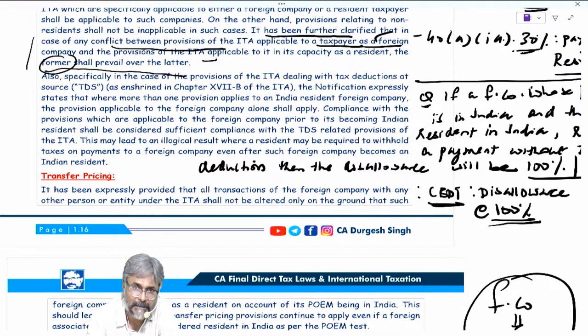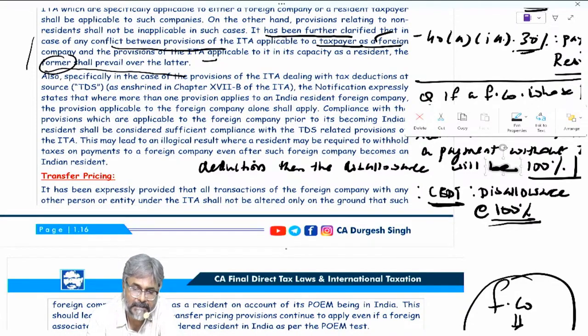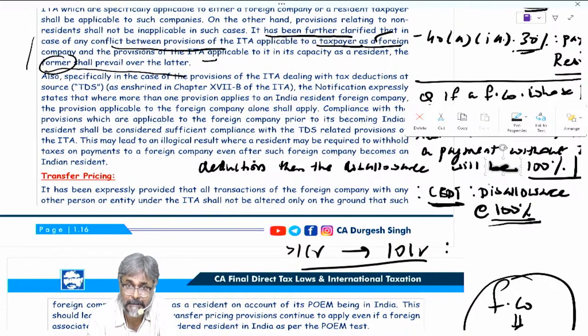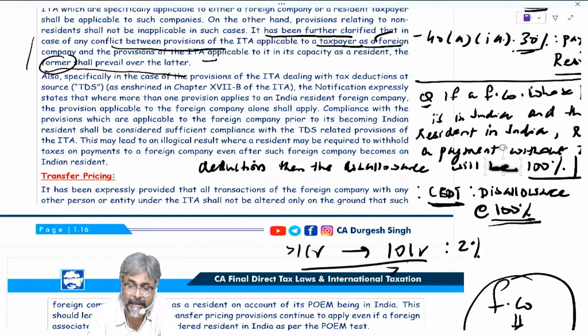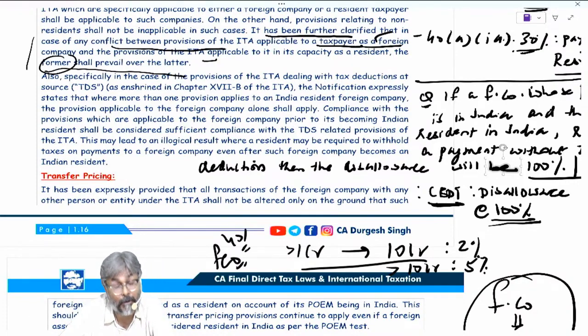What is the rate of surcharge? We have discussed this part. Total income more than 1 crore to 10 crore. How much is surcharge? 2%. And more than 10 crores? 5%. So that is for the foreign company, with the rate of tax at 40%. For a foreign company, students, there is no such default scheme and optional scheme. That is not there for a foreign company, although for a domestic company, we are going to do it.